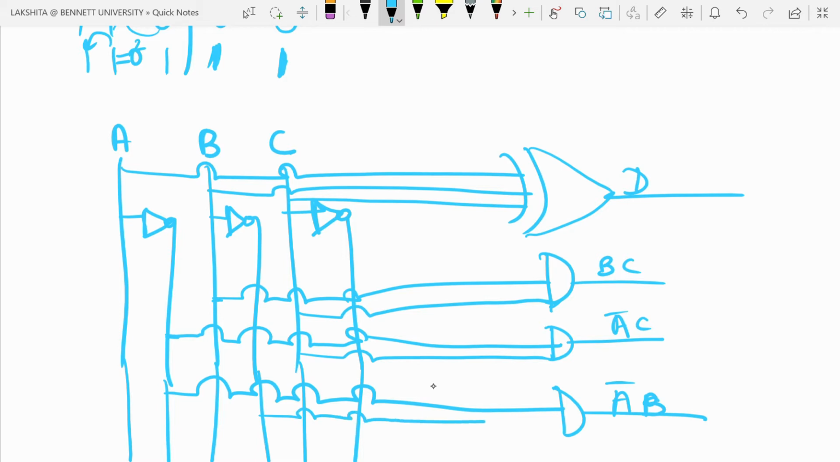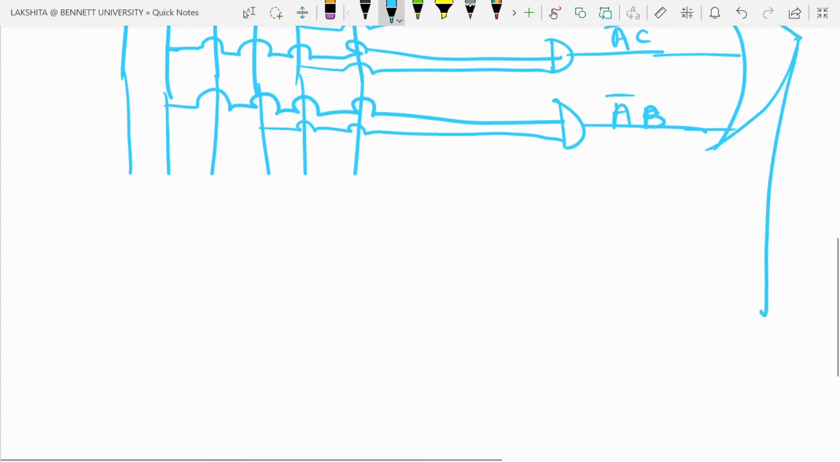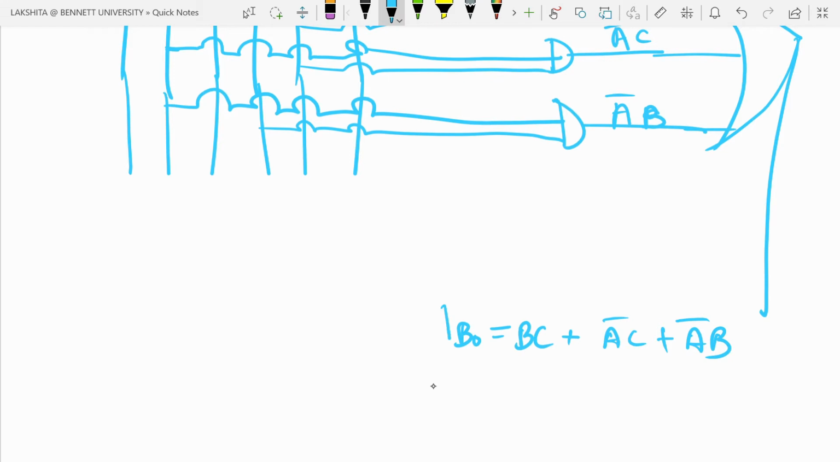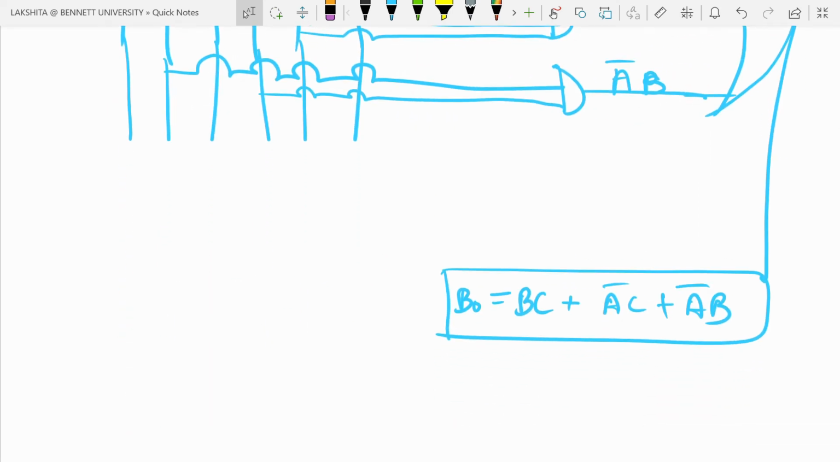Now, by using an OR gate, we can perform the addition of these three inputs. So the value of B output will come as BC plus A bar C plus A bar B, which you can calculate easily by using these two gates, XOR gate and AND gates and OR gate. Thank you.